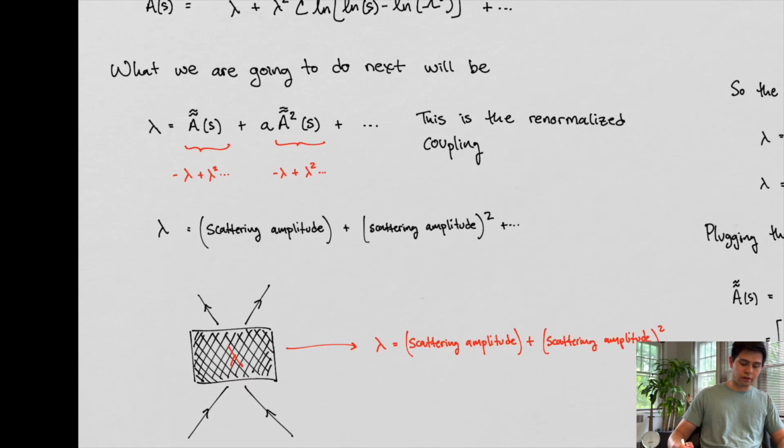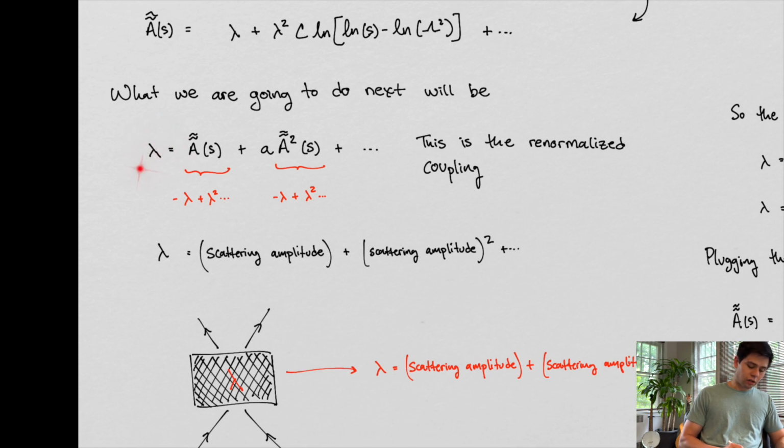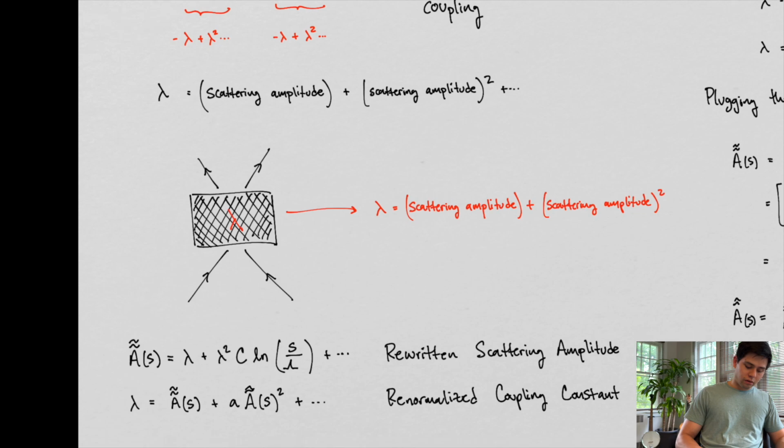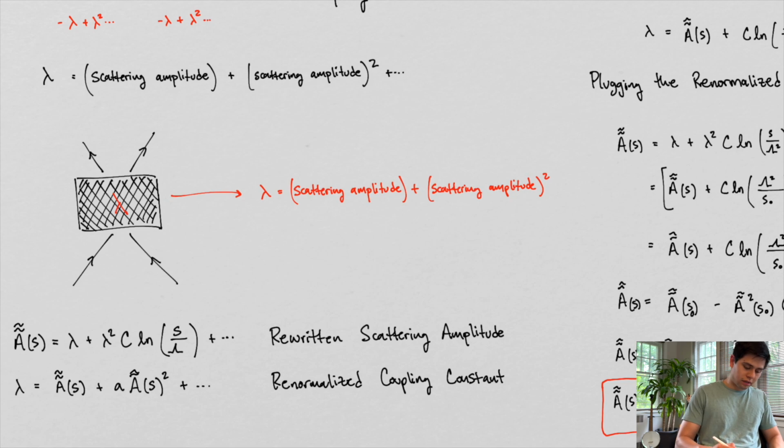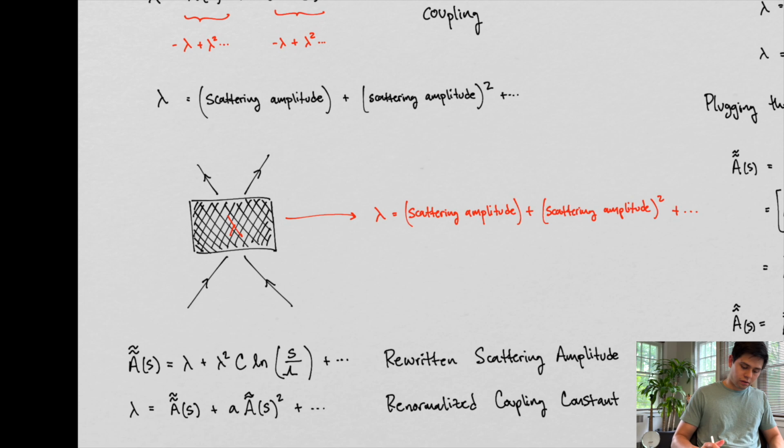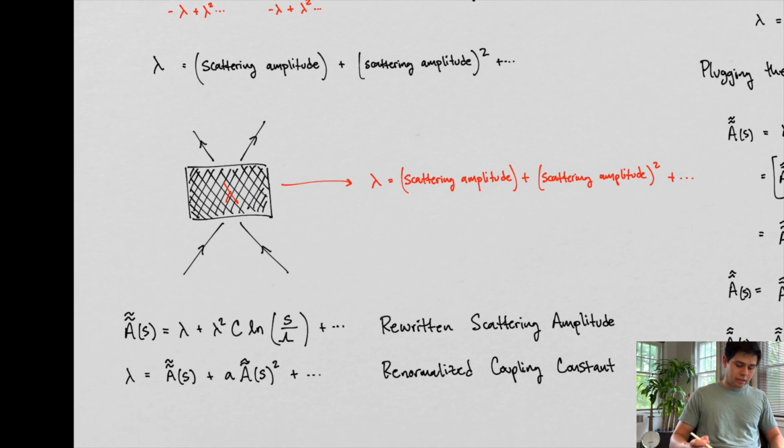So what are we going to do next? Well, this is where the renormalization of the coupling comes into play. We're going to say that our coupling constant is equal to our scattering amplitude plus a times the square of our scattering amplitude. And why exactly do we do this? Well, we can only really make one observation. If we reduce this down to its simplest bare bones experimental case, what we're saying is that this coupling constant is equal to the scattering amplitude plus the scattering amplitude squared plus so on.